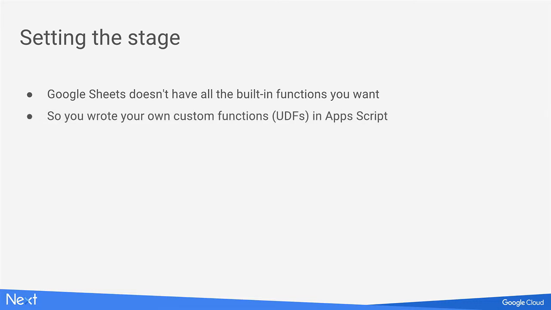That's okay. AppScript lets you define your own functions. We call them custom functions. Some people call them user-defined functions. Some people call them macros, but you can go in the script editor and write your own.